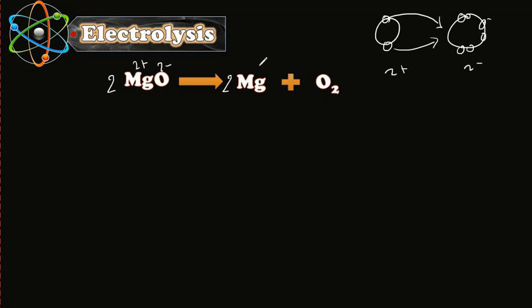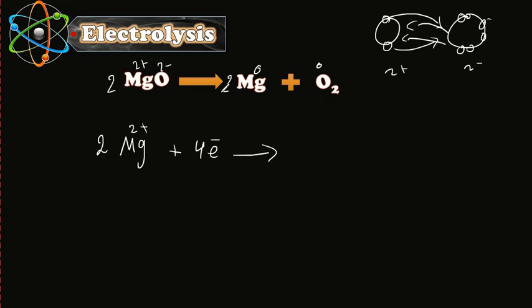Now, to lose the charge and be 0, this will get back its electrons. So magnesium will gain back the 2 electrons which it lost before when they bonded together, and oxygen will lose 2 electrons. To write the equation here, we have 2 magnesium. We said magnesium will gain, but here we balanced the equation, so it will gain how many? 2 positive. We have 2 atoms, and every atom will gain 2, so 2 times 2 is 4. So plus 4 electrons will give you 2 magnesium.